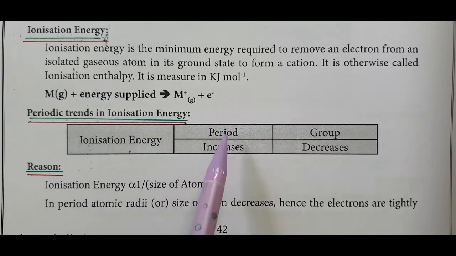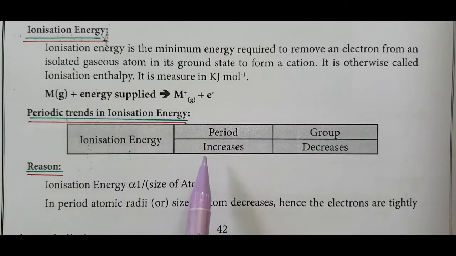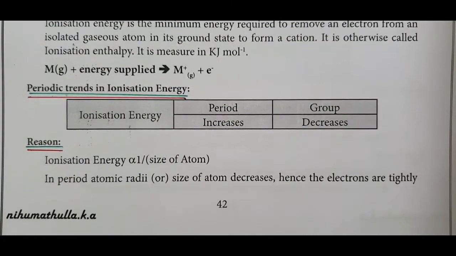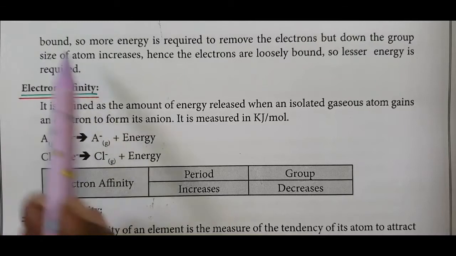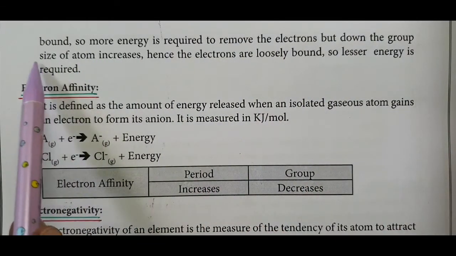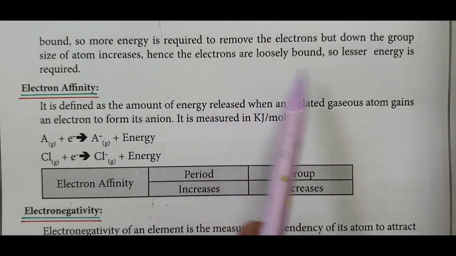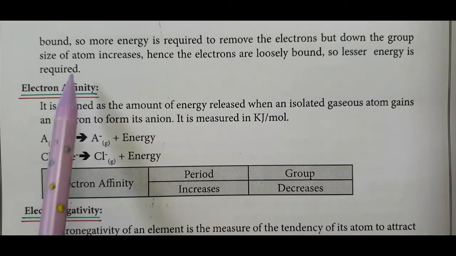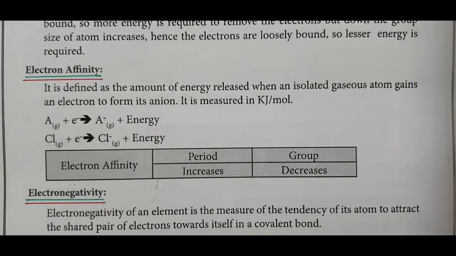Periodic trend. When you move from left to right, the ionization enthalpy increases, top to bottom decreases, and ionization energy is inversely proportional to the size of the atom. In a period, atomic radii or size of the atom decreases, hence the electrons are tightly bound, so more energy is required to remove the electron. But down the group, size of atom increases, hence the electrons are loosely bound, so lesser energy is required.